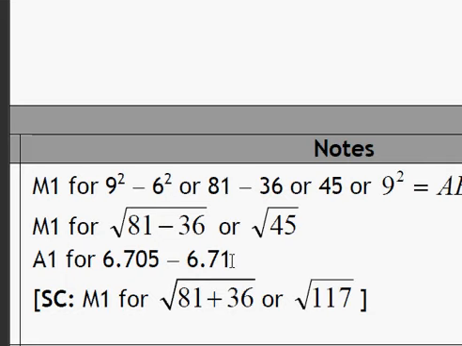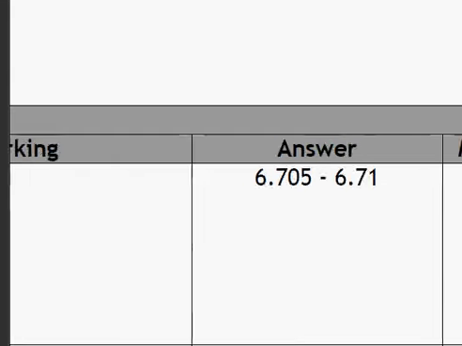I've written down 6.71. Oh, and there's 1 mark here if you've written down the square root of 81 plus 36 instead of the square root of 81 minus 36, or if you've written down the square root of 117, which is 81 plus 36 here. If you made that mistake, you would still get 1 mark. This is why it's important to always write down your working.